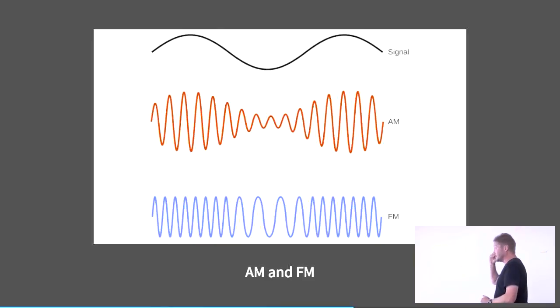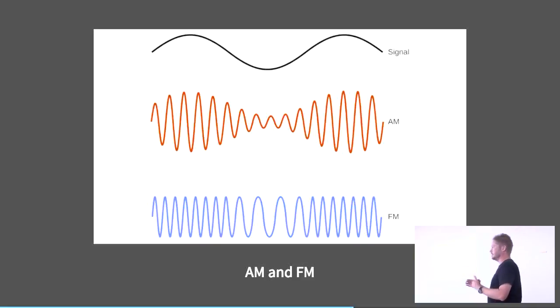If the signal at the top was just your voice into a microphone, that middle representation is that modulating a radio carrier with amplitude modulation. So you can see that the voice signal is changing the amplitude of the overall radio carrier. Whereas down the bottom, we're modulating a frequency modulated carrier. Its amplitude is not changing, its amplitude stays constant, but the frequency is changing in response to the voice signal.